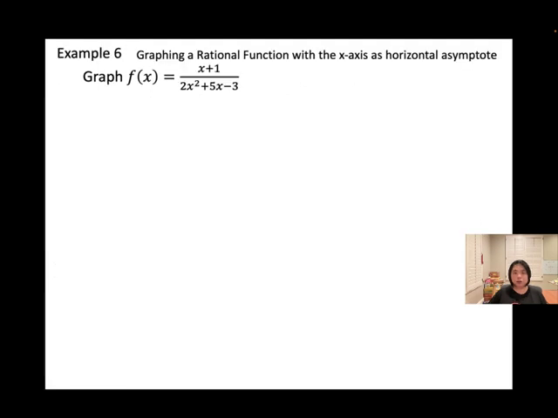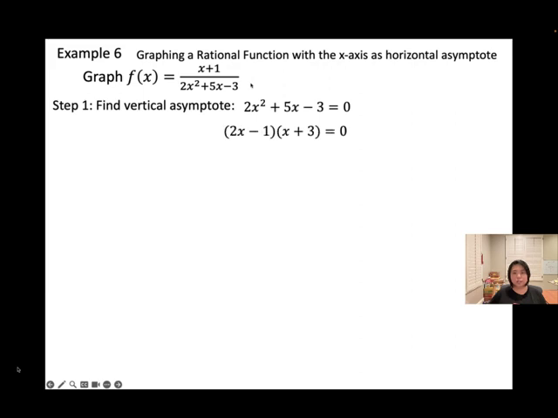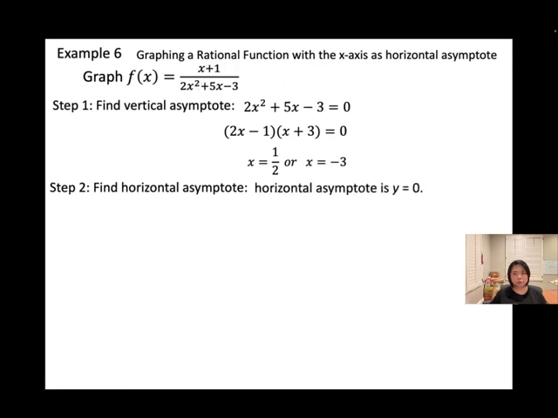Graphing a rational function with the x-axis as horizontal asymptote. So first, we're going to find out the vertical asymptote. Set this guy equal to 0, okay, the denominator. Factor it out, you're going to get x equal to 1/2, x equal to -3. Any horizontal asymptote? n equal to 1, and then m equal to 2. Okay, so y equal to 0 will be the horizontal asymptote.